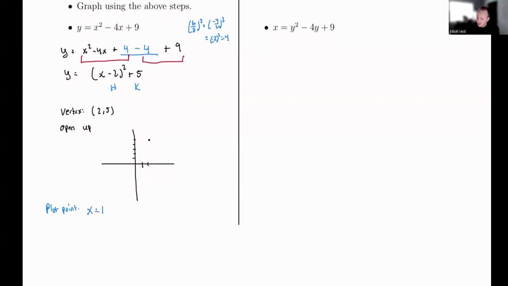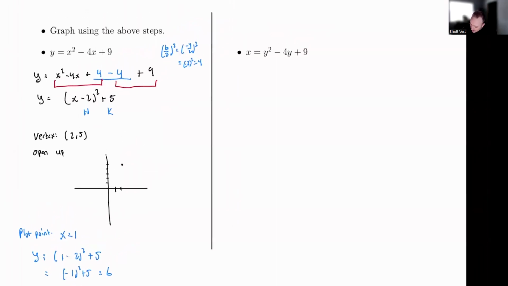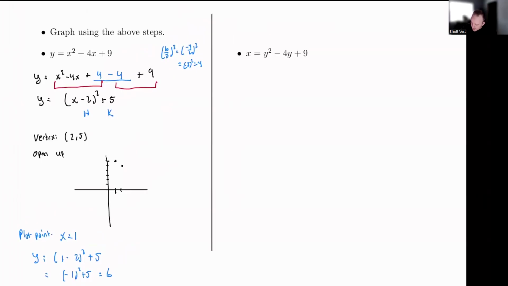X equals 1. So we can plug it into any of these versions of the equation. I'll just use my vertex form here. We have y equals (1 minus 2) squared plus 5. What is this? Negative 1 squared plus 5. That's 1 plus 5, which is 6. So we have a point (1, 6). Well, this is 1, 2, 3, 4, 5. Now we go to a 6 point. (1, 6) is right here.